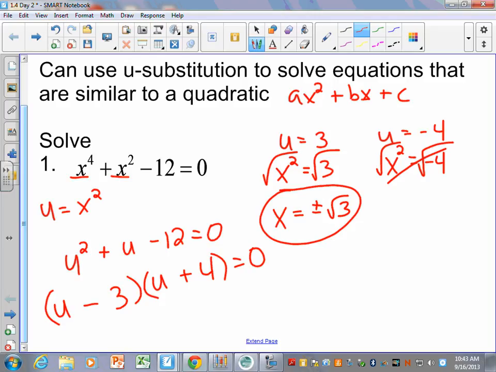The different part from what we did in Algebra 2 is that sometimes what they give us in terms of u is a little trickier than just x to the 4th. And so I think I included a few of these.